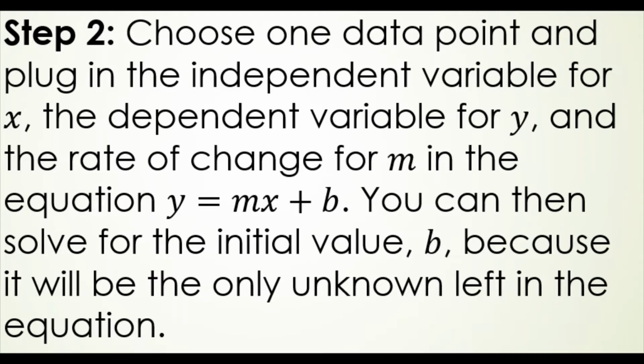So in step 1 we found the rate of change, that's our m, and then for y and x we're going to choose one of our data points, and we're going to plug in the x value for x and the y value for y. And now the only unknown left is b, and so we can solve for b and find the initial value.